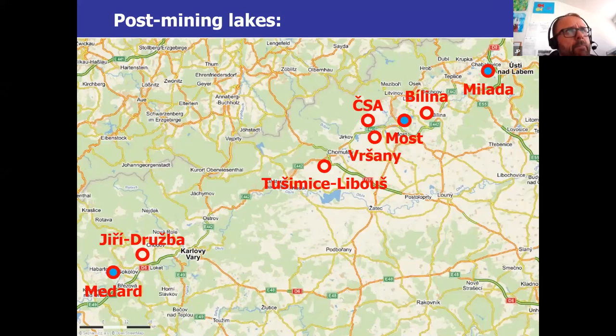Here you can see them on a map. The ones with empty dots, here, Bílina, ČSA, Bršany, Tušimice, Libouš, Jiří Družba, are still being operated as mines. The ones that are represented in blue color are already realized lakes. So you have heard a talk from Jan about Milada, Most and Medard lakes, and I'm going to talk about them as well. All these sites are in the northern to northwestern part of the Czech Republic. All the mining sites should be revitalized within the next 50 years.